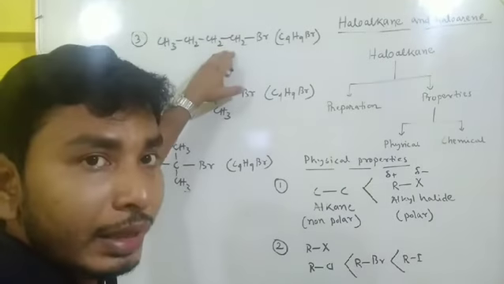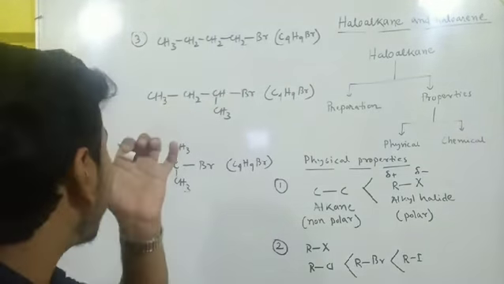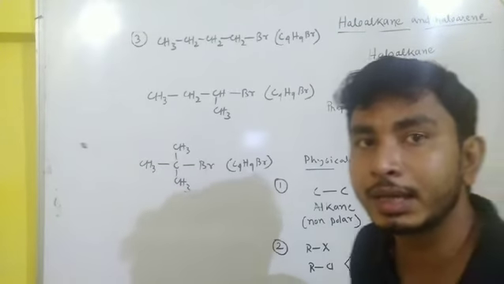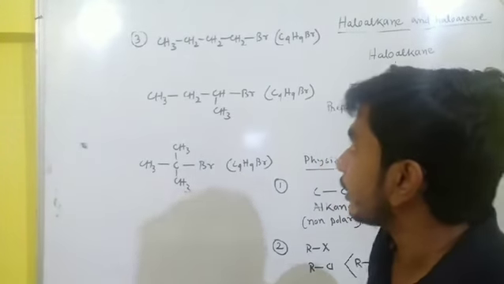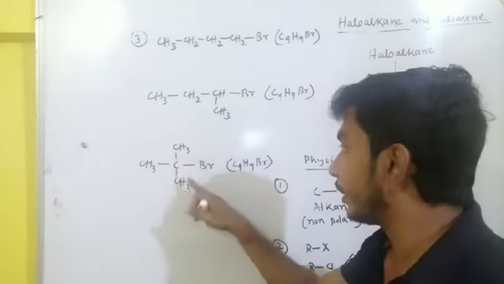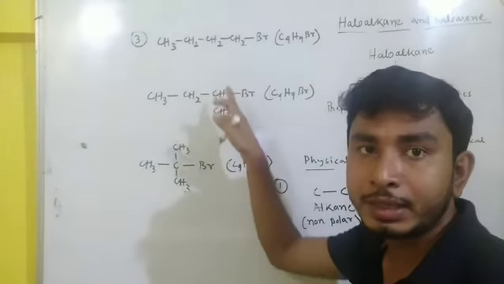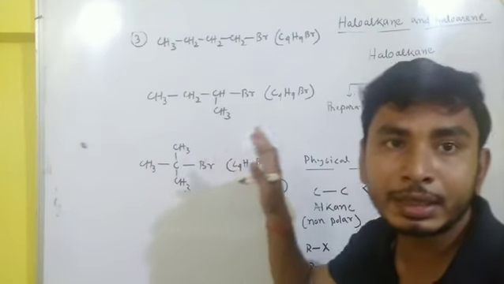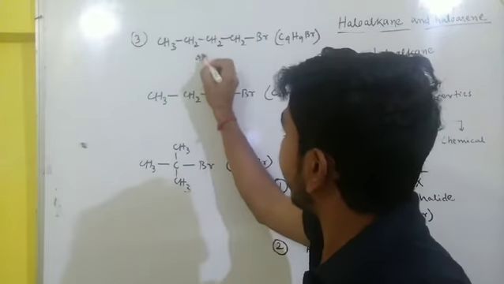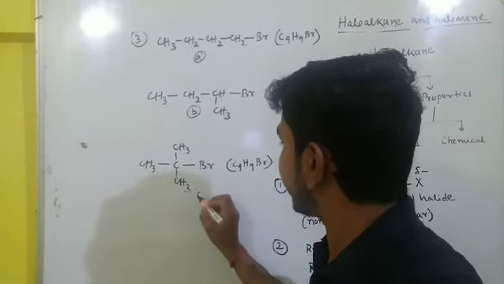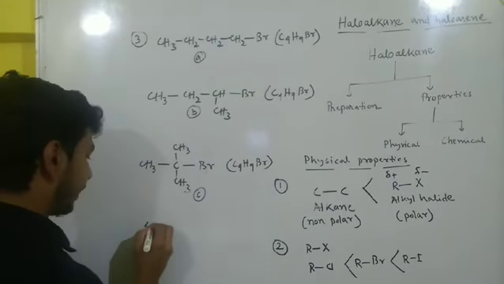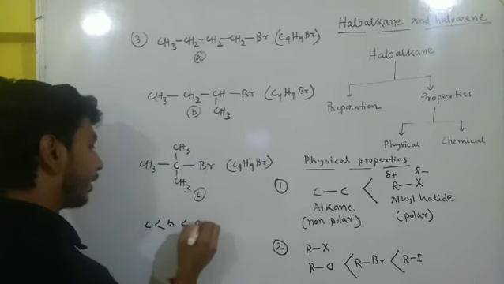For isomeric alkyl halides, the boiling point decreases with increase in branching. If the branching increases, the boiling point will decrease. There is no branching, there is 1 methyl branching, there are 2 methyl branching. So as branching increases, the boiling point will decrease. Let it be A, B, C. So what will be the order of the boiling point? C, B, A.